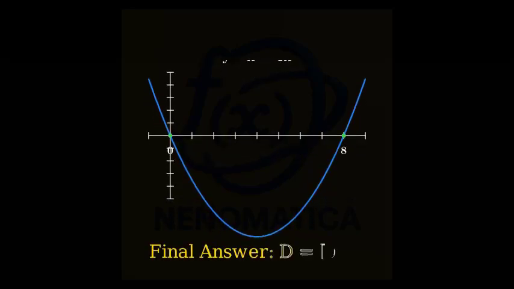That completes the solution. We followed the standard method: rearrange, find roots, analyze the sign, and write the solution set. The final answer is the closed interval from 0 to 8.